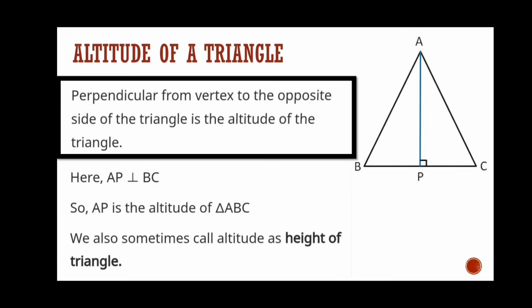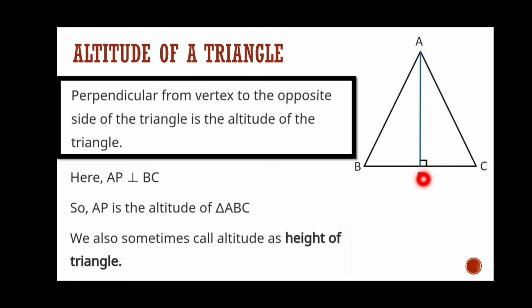Next topic is altitude of a triangle. Altitude is a perpendicular from a vertex to the opposite side of a triangle. But what is the difference between median and altitude here? Median divides the opposite side into exactly two equal parts, but altitude doesn't divide the opposite side into two equal parts. So we can say here that P is not the midpoint of BC.